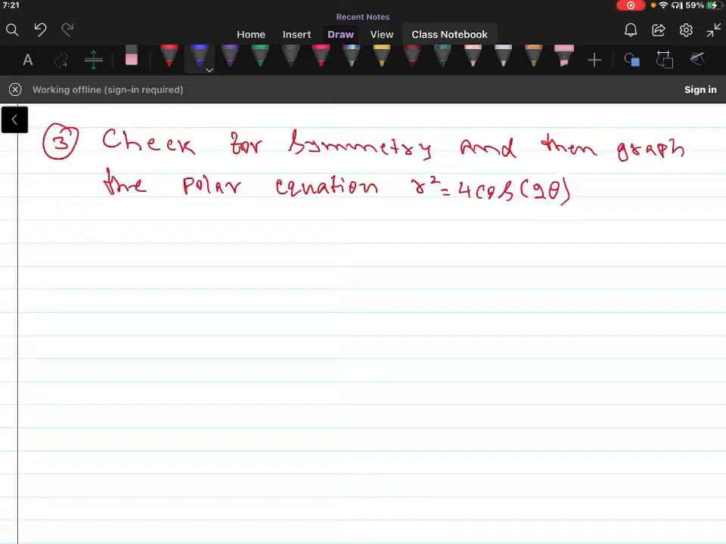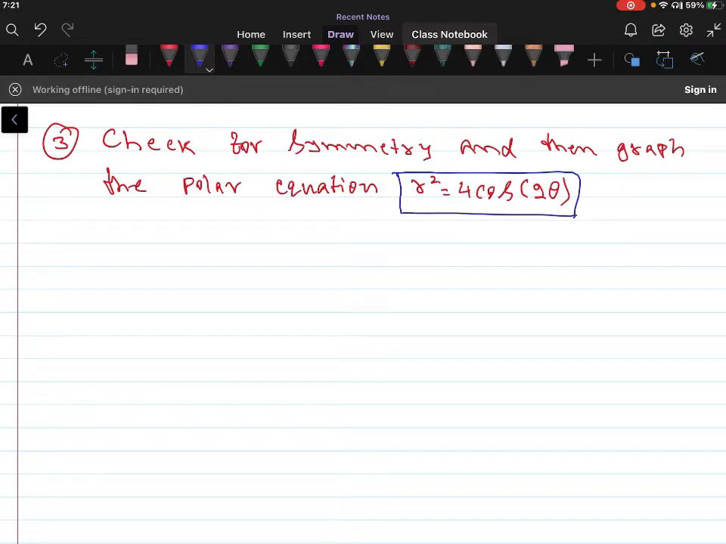In this lecture, I'm going to discuss some more problems on how to graph polar equations by using the technique of symmetry. So we'll move to the problem. Sketch the graph of the polar equation r square is equal to 4 cos of 2 theta. So we'll move to sketching the graph.